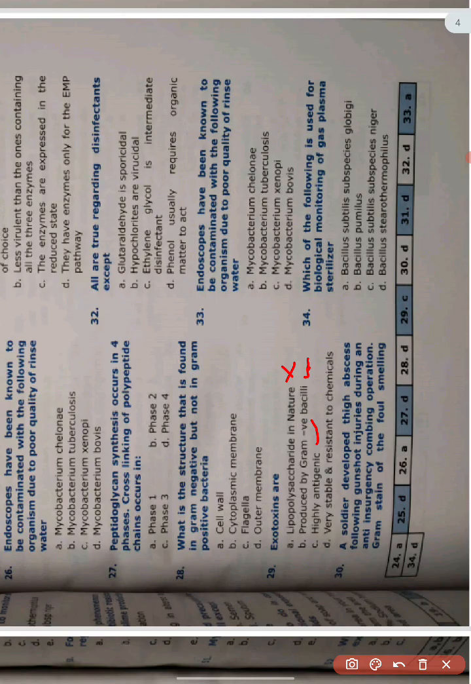If you detoxify it, then what will happen? They will become a toxoid, and when toxoid is there it means you can use it for vaccination. So mostly exotoxins are produced by gram positive bacilli. So you can go for option C. Gram negative also produce, but the most specific thing is highly antigenic.